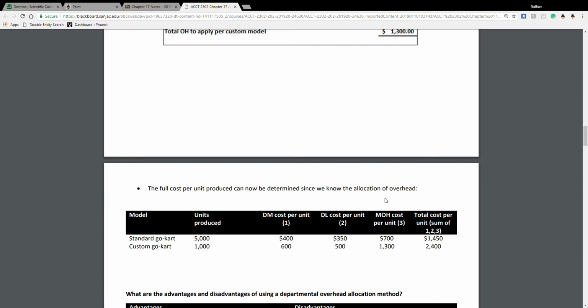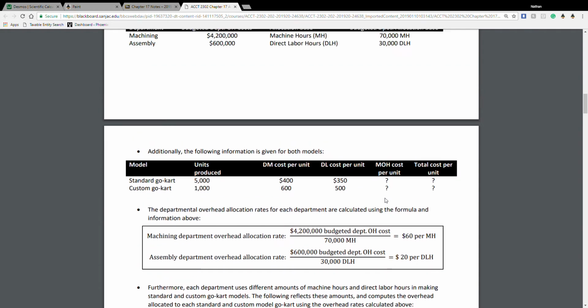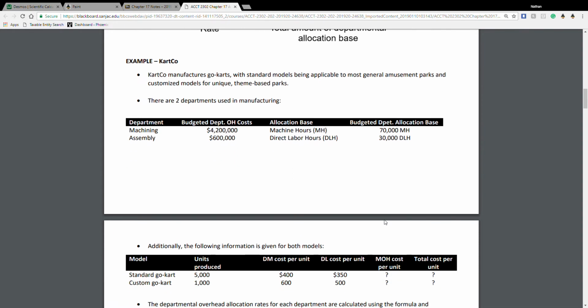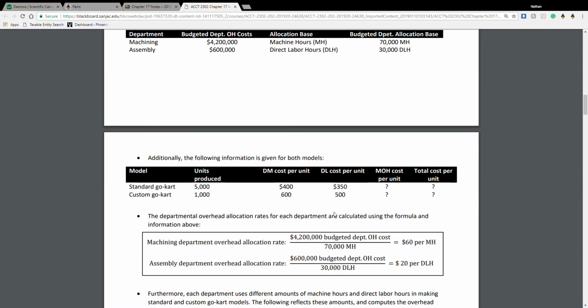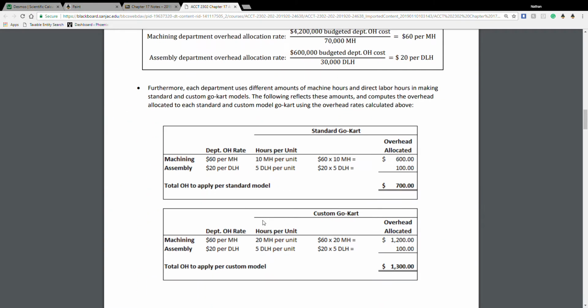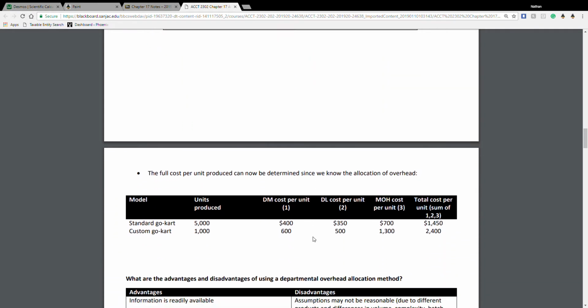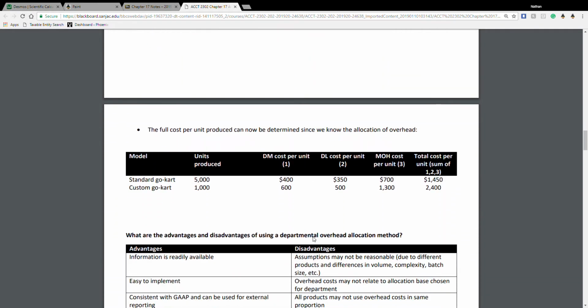So that's basically the departmental method right there. All we have to know and look for is the budget divided by the allocated hours for the whole department, and then multiply it by how much the units actually use. Again, this is per unit, not the overall department overhead, but we'll usually stay per unit.